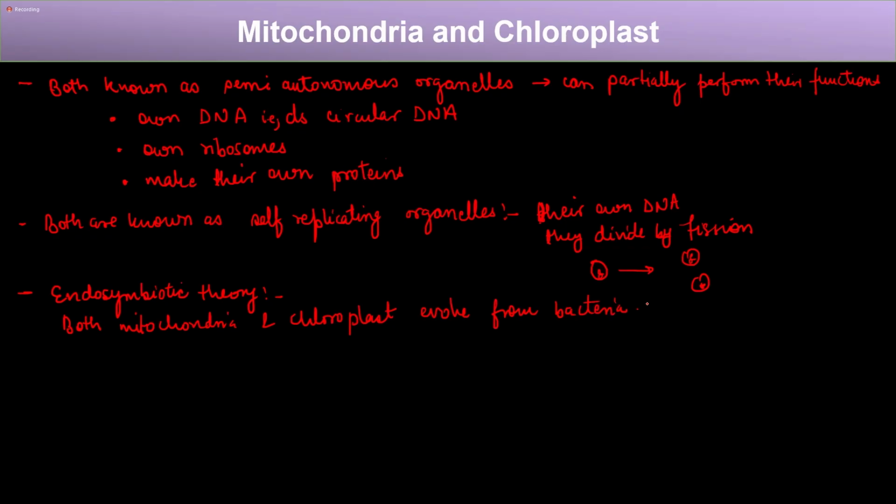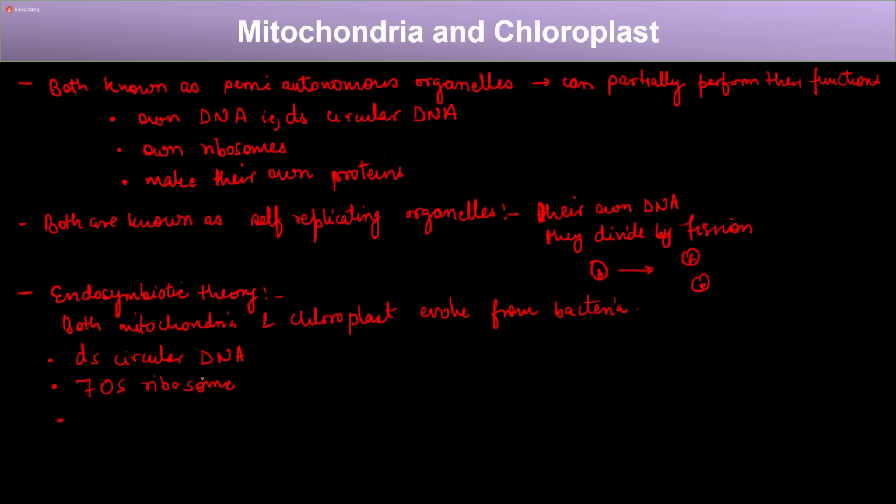Now, if someone asks what is the proof of this, you can see that both have this double-stranded circular DNA, right? And the double-stranded circular DNA is also present in bacteria, right? So because of this double-stranded circular DNA. Secondly, they both have 70S ribosome. A typical eukaryotic cell consists of 80S ribosome, but these two have 70S ribosome that is present in bacteria.